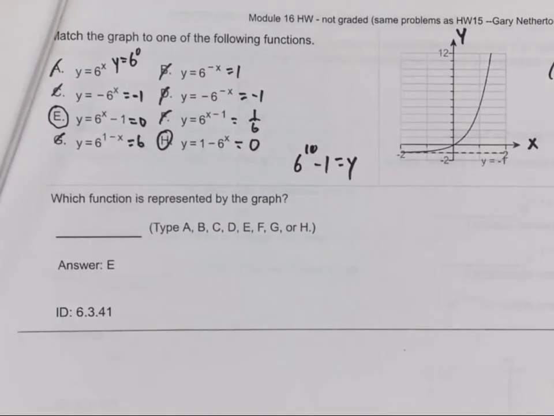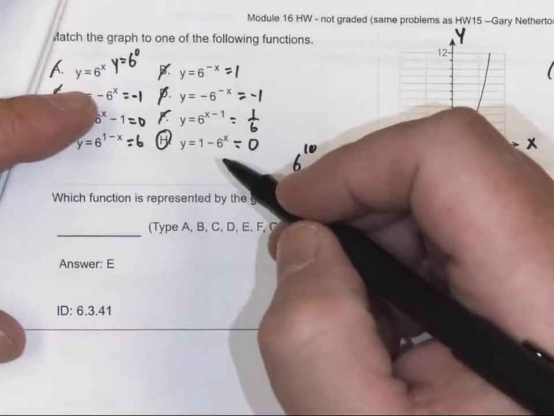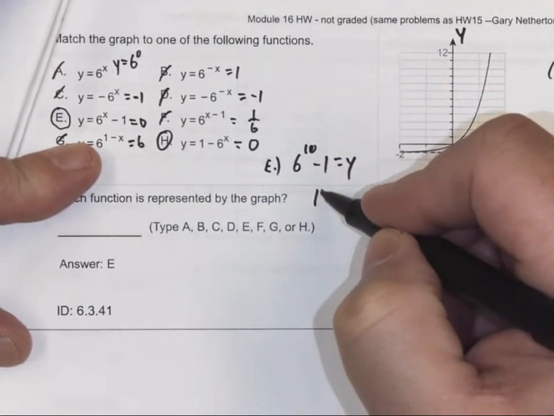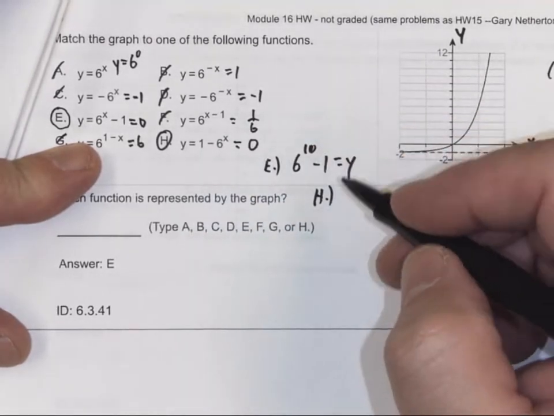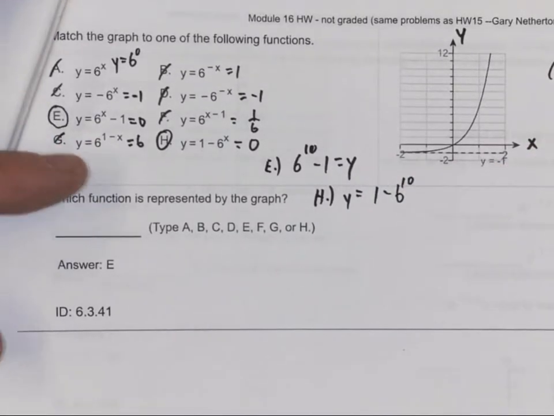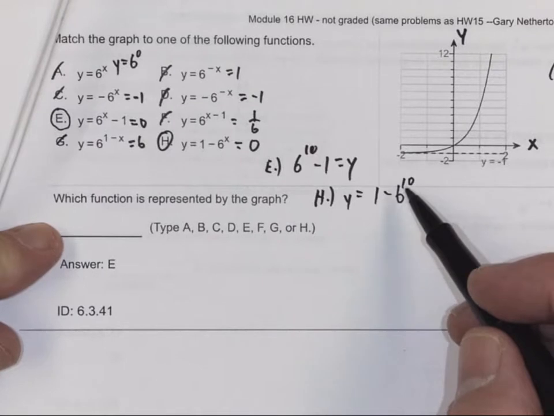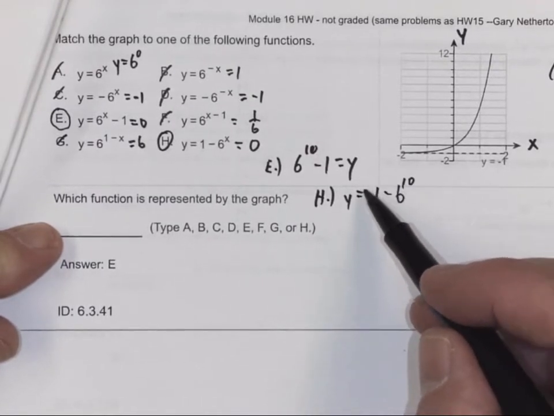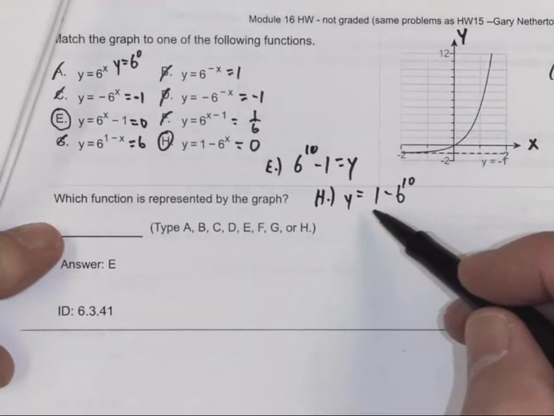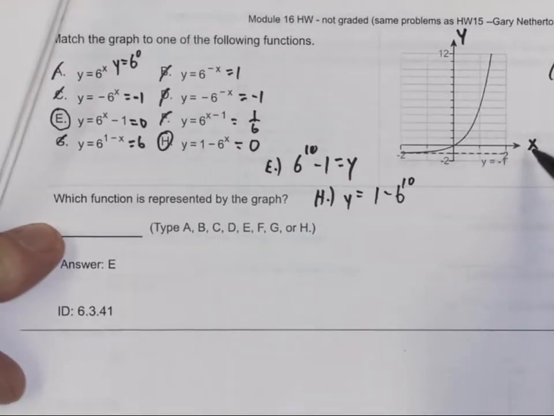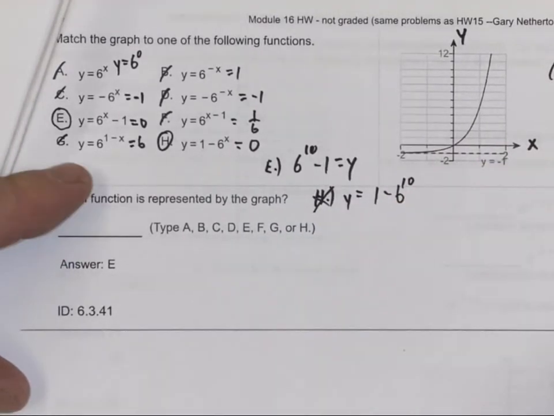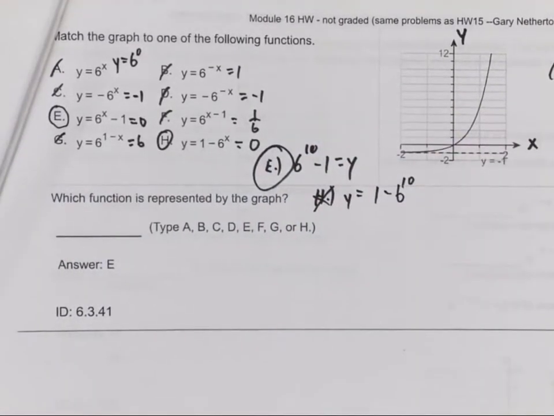Let's go see what happens with the equation for H. If I plug in 10 for x, so this one is E, this one is H. When I plug in 10 for x, I get 1 minus 6 to the 10th. Now 6 to the 10th is a huge number, but look what happens. 1 minus it. So this y becomes a huge negative number. That's not what happens here. When my x is out here, when it's a positive number, I get a huge positive number. That means, as it turns out, it cannot be H, and it has to be E.